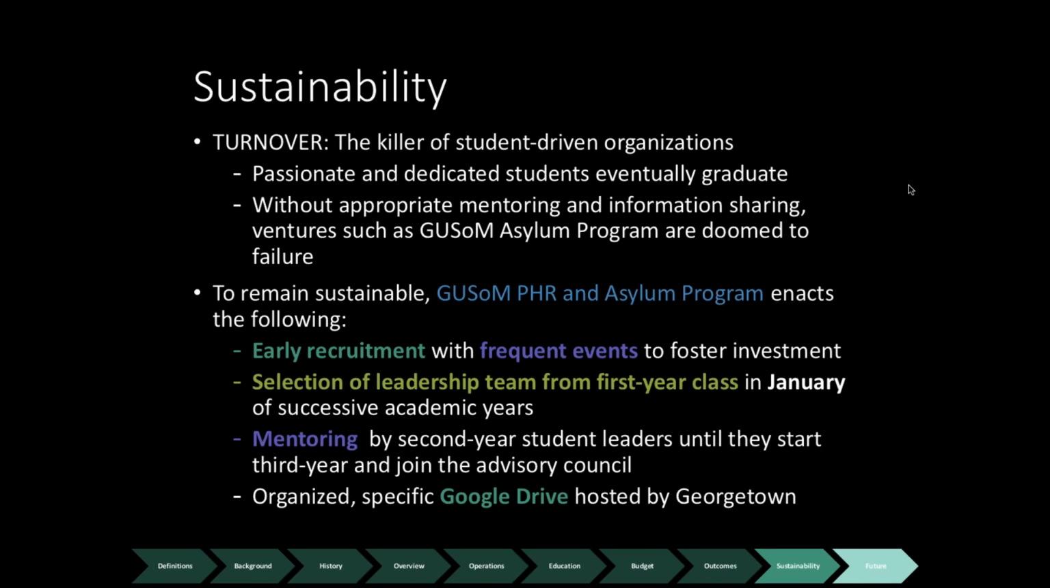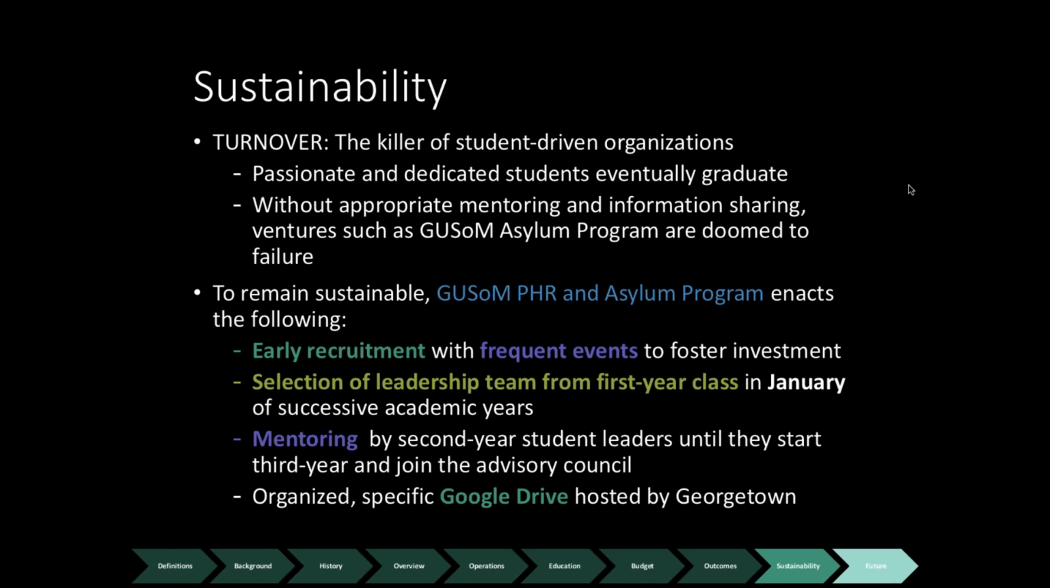So we've done this in a few different ways. One of the first things we do is we start recruiting very early. We hold several campus events very early on in the fall semester, especially to look at recruiting the first-year medical students. And then from those students that get involved, we select the leadership team 3 to 4 months earlier than most groups on campus as well. So we started doing that in January to allow some mentoring by second-year student leaders until the first years take over towards the end of their first academic year.